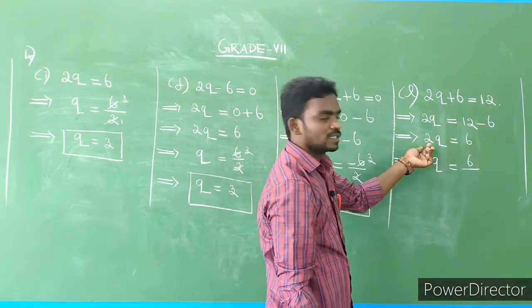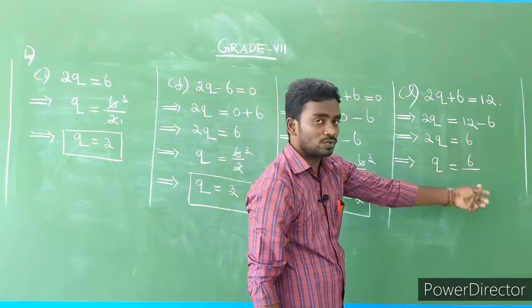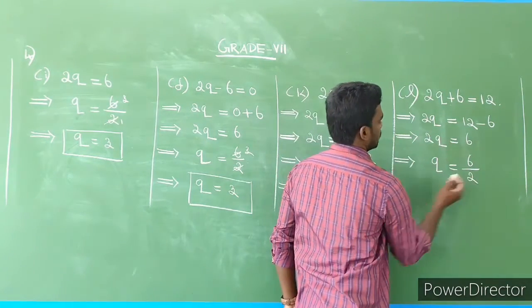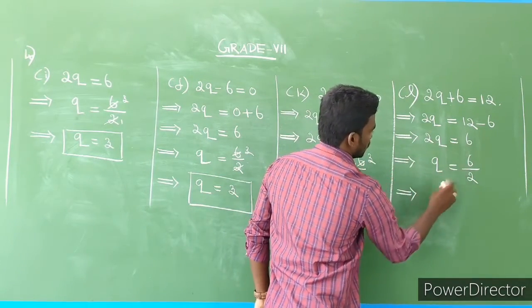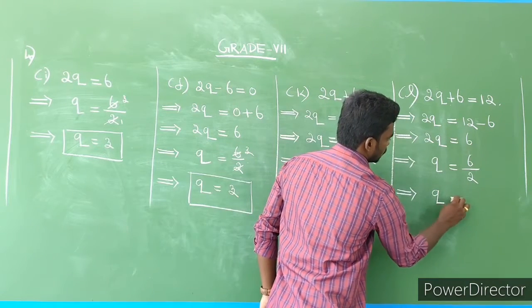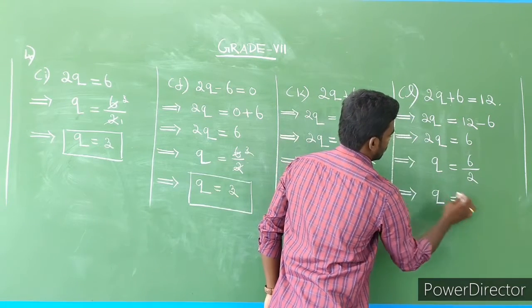2 is multiplication in the left side and transposing to division to the right side. Implies that, what is the value of q? Which is equal to 6 divided by 2, that is 3.